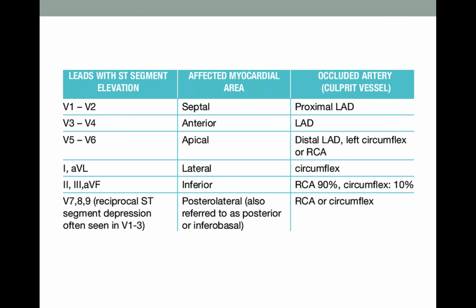Okay, so next would be the same thing, just more on which occluded artery lah, which artery is affected. So if it's the septal area, it will be the proximal LAD. If it's the anterior, it will be the LAD lah, left anterior descending artery. If V5, V6, it will be the distal LAD. For the inferior, posterior, and right-sided infarct, it would be more towards the right coronary artery lah, and laterally it will be the circumflex.